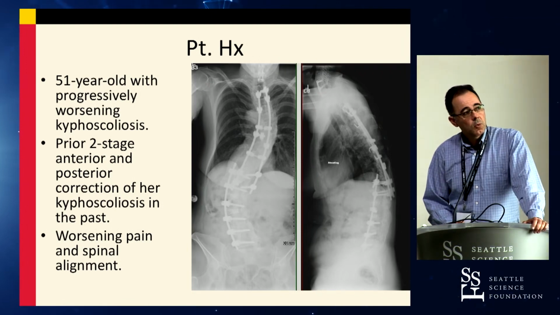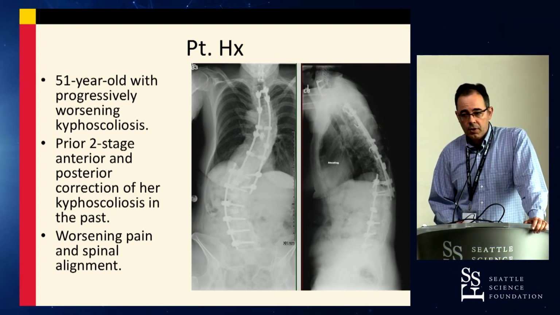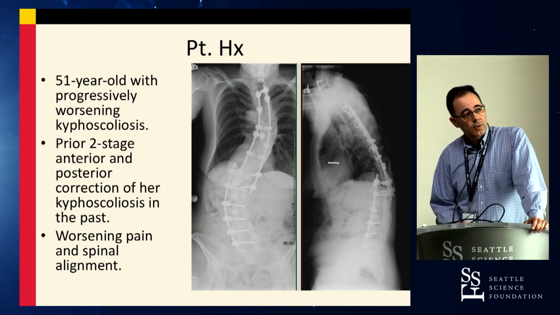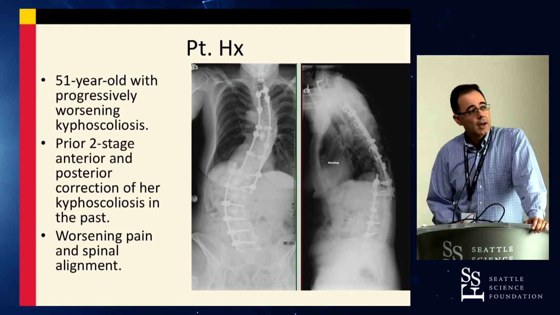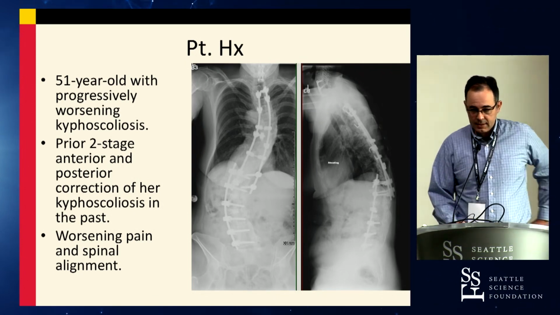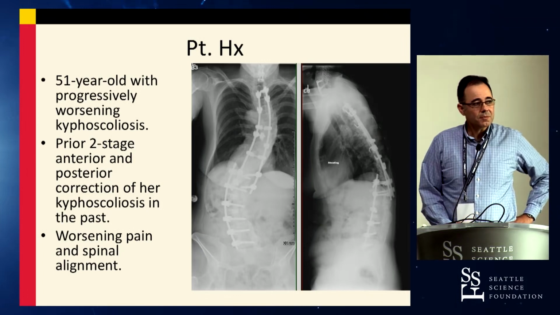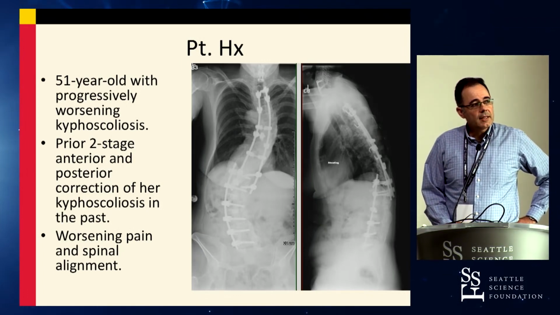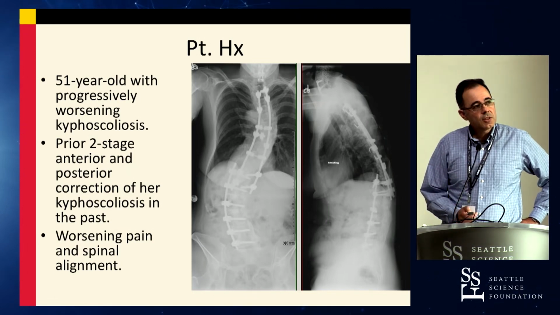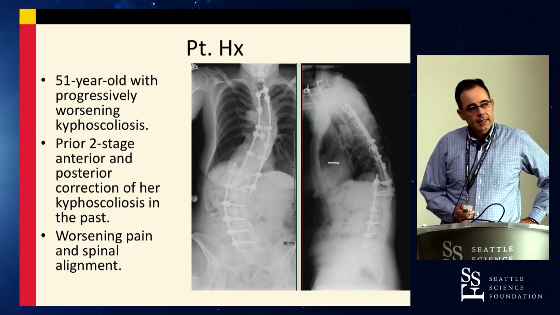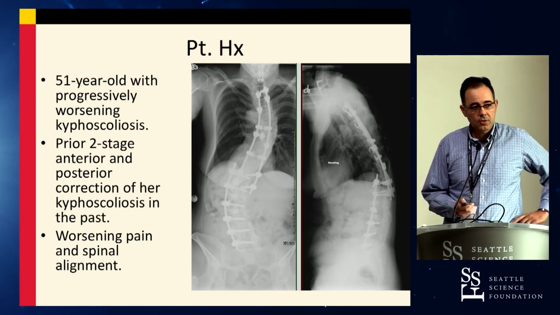This patient is a 51-year-old with a history of kyphoscoliosis, had 2 previous surgeries for treatment, one of which was anterior, the second of which was posterior, and you can see she is left in a profound positive sagittal balance. She has worsening pain, was recently involved in a motor vehicle accident, and that just threw her over the edge. So the most important thing to know in this situation is the fact that she is fixed. She has a fixed sagittal plane deformity.